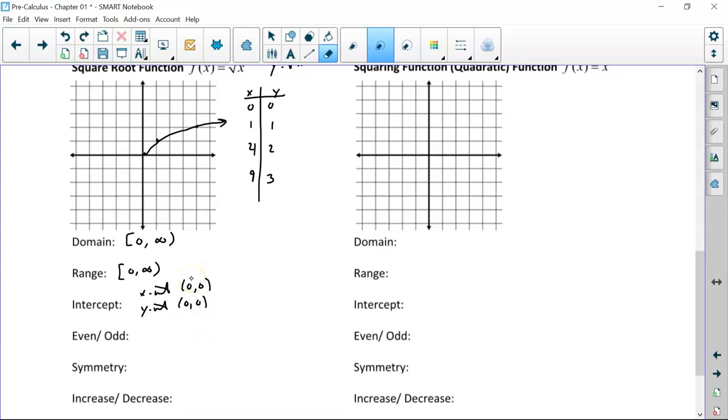For symmetry, there is none. There is no symmetry here. And for even or odd, it's neither. Remember, even has y-axis symmetry, odd has origin symmetry. Since there's no symmetry, it's neither even nor odd. And now this increases, and it starts at, that should be a bracket, 0 to infinity.